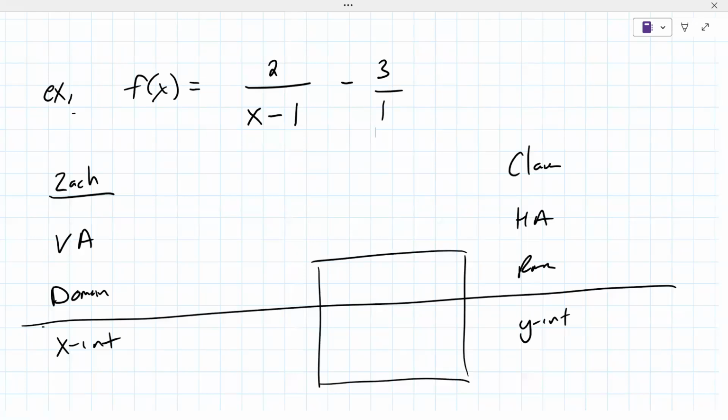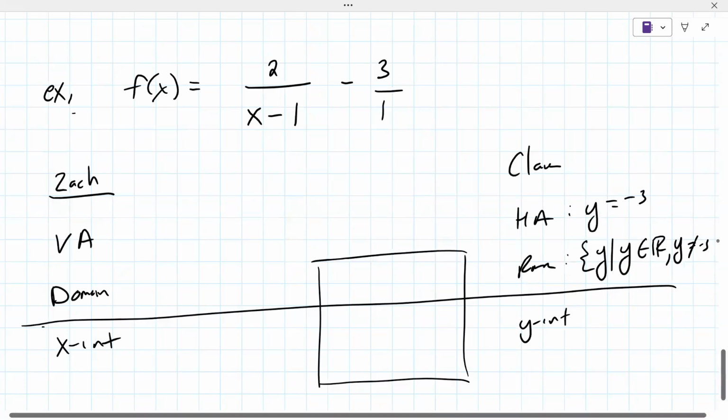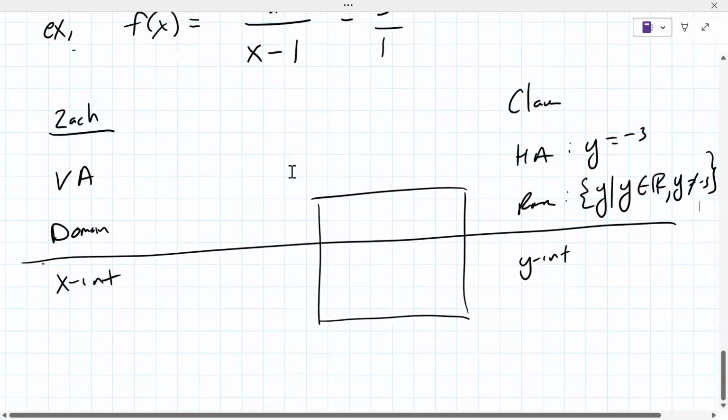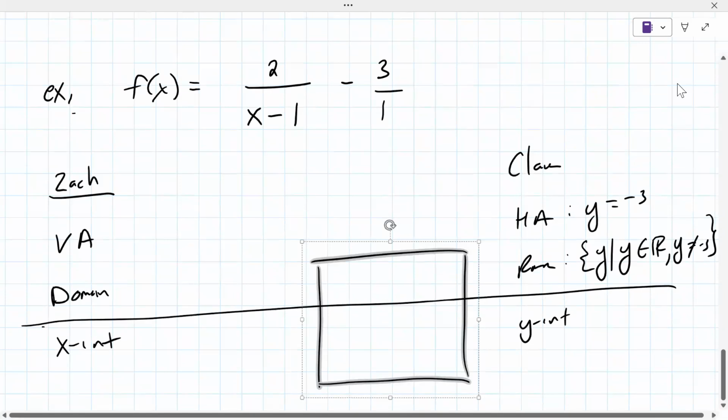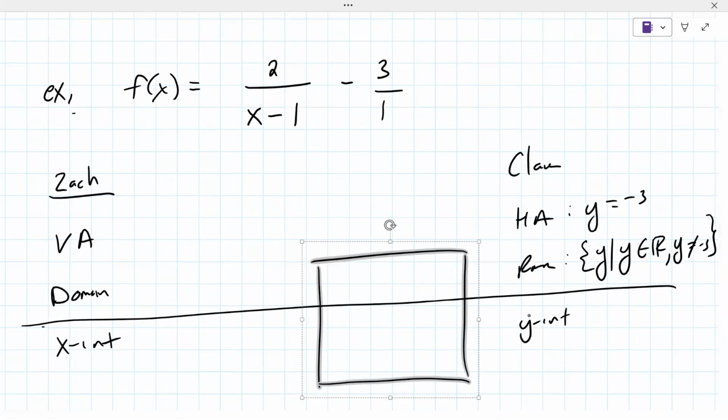Okay, so for the horizontal asymptote, I got y equals -3. Okay. For the range, y such that y cannot equal -3. Well, why this time? Because it's the range. Okay. Good. And do you have your common fraction, Claire? Yes. Okay. Hold off on that. If you feel comfortable, you can do the y-intercept as well. Y-intercept was -5. Okay.